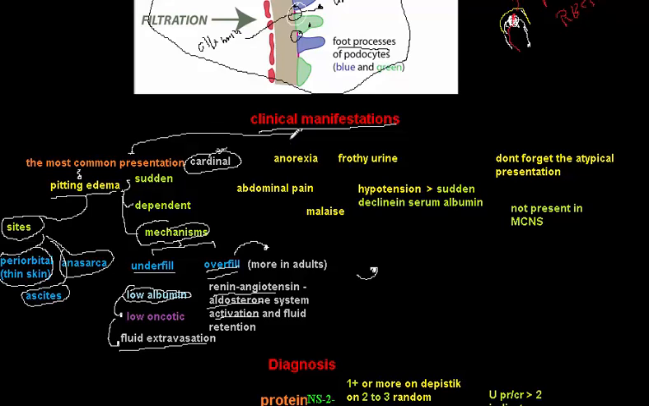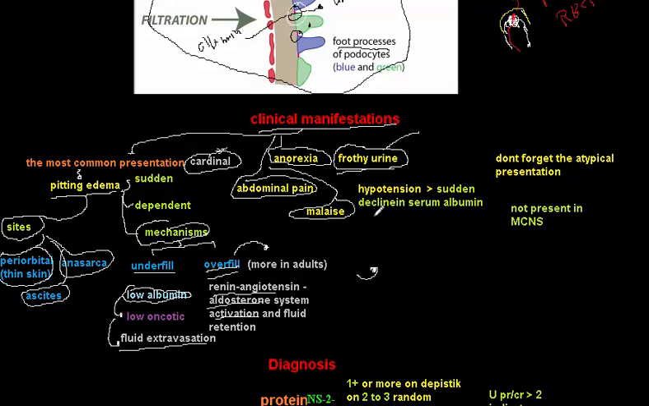What other clinical manifestations or symptoms can we see in nephrotic syndrome? The patient will come to you with anorexia in a lot of cases, okay, abdominal pain, malaise, okay. Actually, the urine will be frothy, and this is due to the protein in urine, okay, proteinuria. We will have frothy urine. Normally, sometimes we have frothy urine, but in nephrotic syndrome it will be extra frothy, okay.